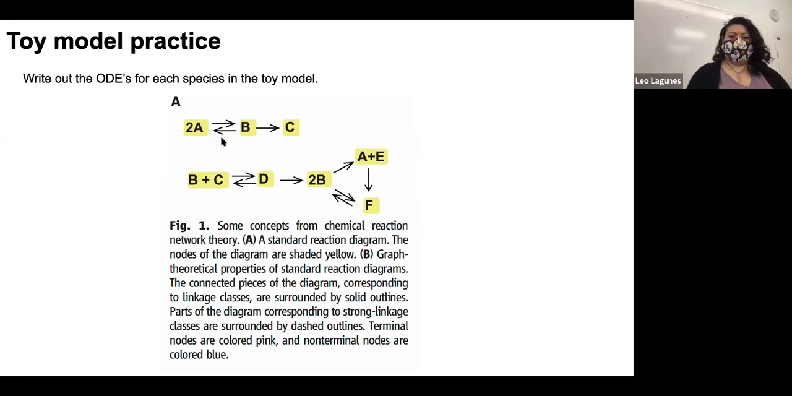Is the second line a continuation of the first one, or are those? No, these are 2 separate linkage classes, but you see A is here, A is also here, B is here and here and here. So you'll have quite a lot of pluses and minuses.